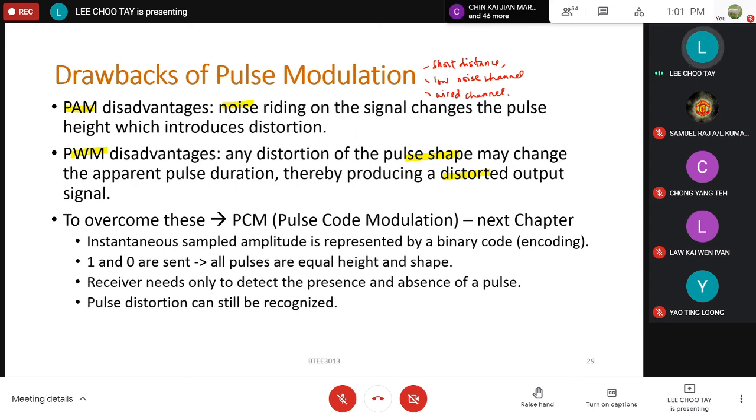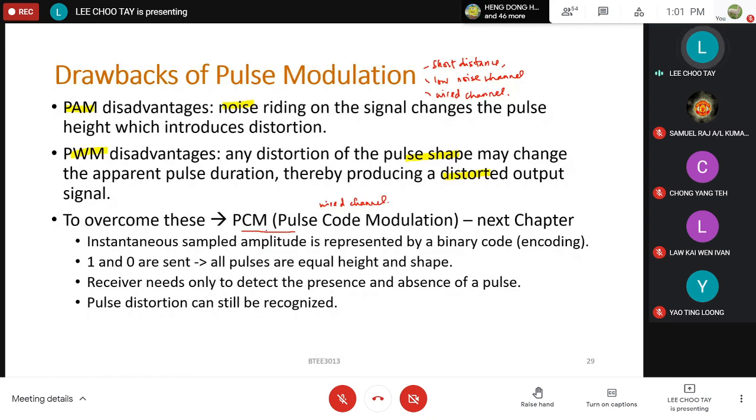The one that is actually used nowadays is PCM. Again, PCM is also for wired channel. We're going to study PCM in the next chapter. As far as PCM is concerned, I believe you have learned this in some of your previous courses.